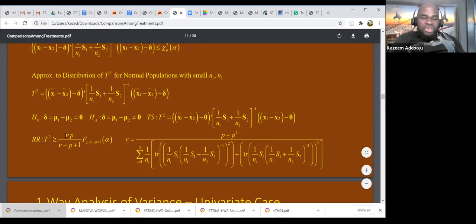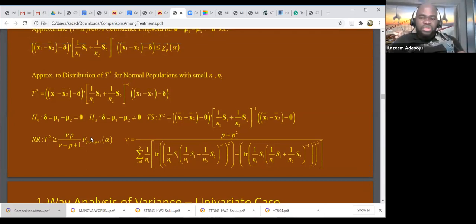And what is the V? This is the expression for V. I need to first figure out this V, and when I figure out this V, I'm going to plug it in right here. And I'm going to get a critical F and multiply by this. Then that is going to be the rejection region. So when T squared is greater than this, I'm going to reject the null hypothesis.